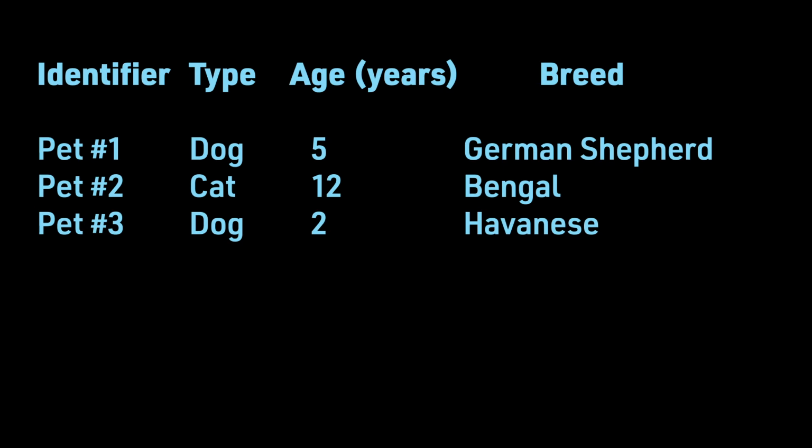The second column is for what kind of pet is it, and you see that there are 2 dogs and 1 cat. And the third column is the age of the pet in years, and we can see that the pets range from 2 to 12. And in the last column, we list the breed of the animal, and we see that there's a German Shepherd, a Bengal, and a Havanese. To create a header row, we use the table header element.